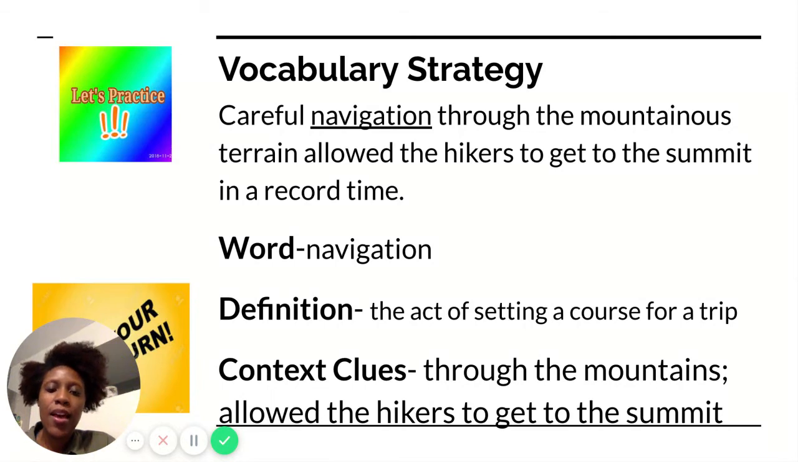The context clues that helped us were through the mountains and allowed hikers to get to the summit, just how our GPS hopefully gets us to our destination.